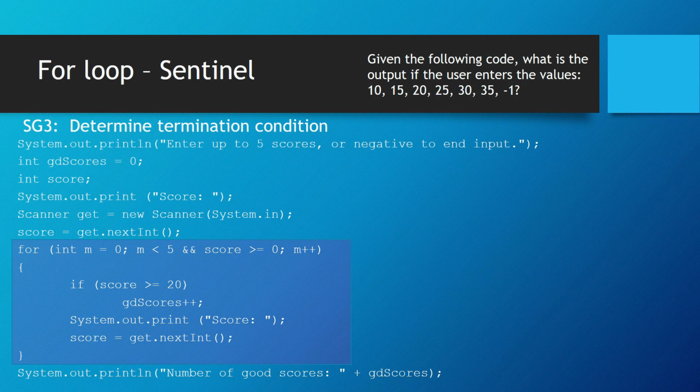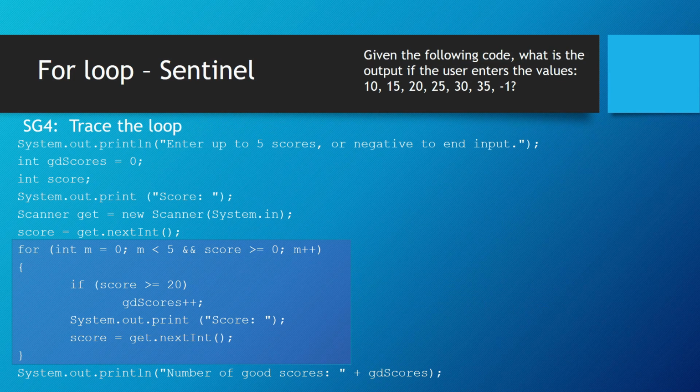For subgoal 3, we determine the termination condition. The loop will terminate when we reach the for loop test and m is greater than or equal to 5, or when score is less than 0. For subgoal 4, we trace the loop.